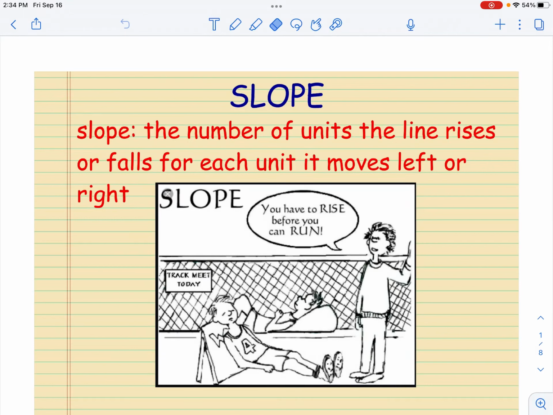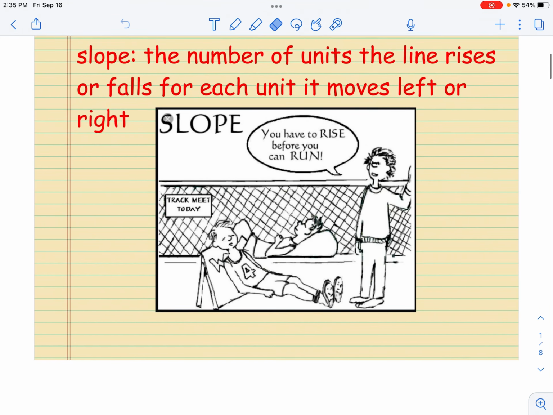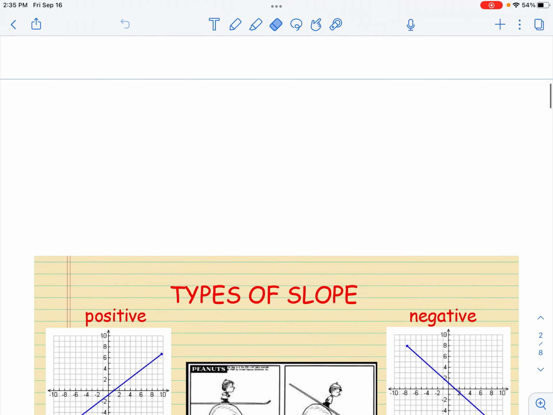All right, so we're going to start looking at slope here. So the slope of a line is the number of units the line rises or falls for each unit it moves left or right. So we're going to use this when finding our slope.